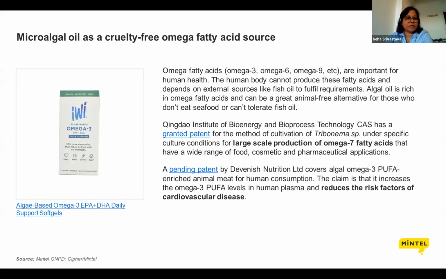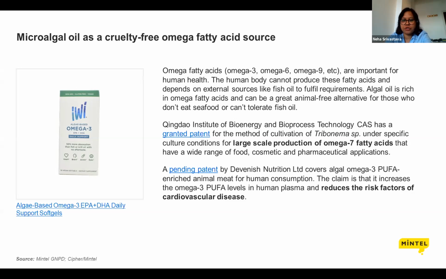Microalgae is also rich in fatty acids, and it can be an important source for people who are into the vegetarian or vegan category, since omega fatty acid is required for cognitive health, and the majority of the sources of omega fats are of animal origin. So microalgal oil can be a cruelty-free omega fatty acid source.